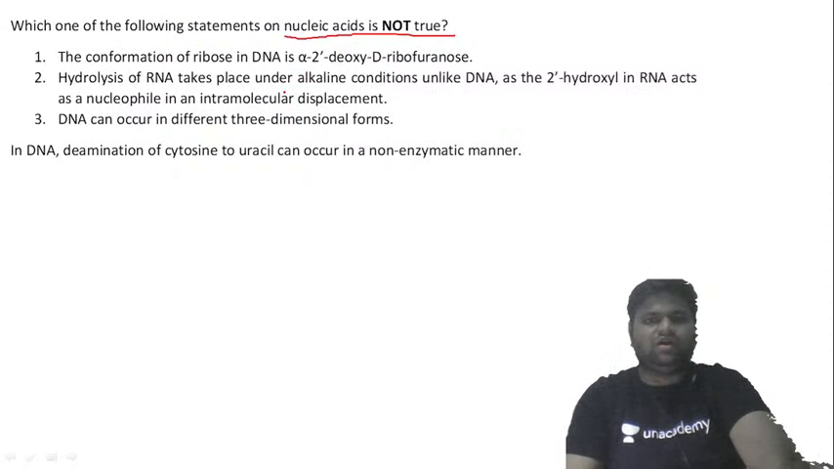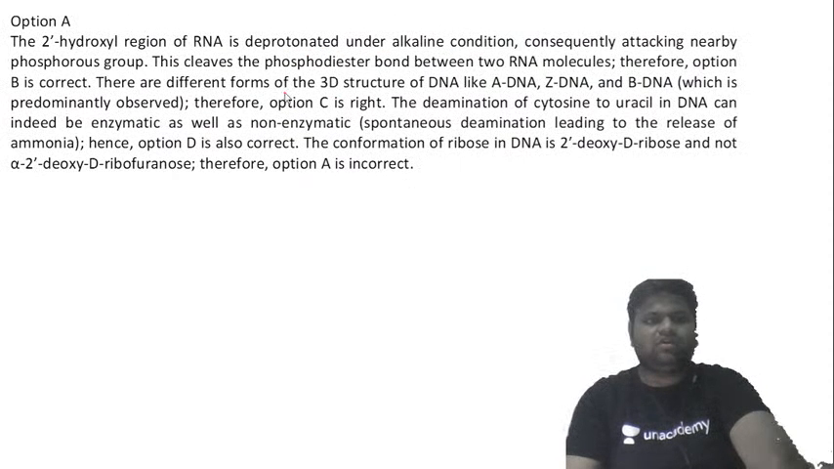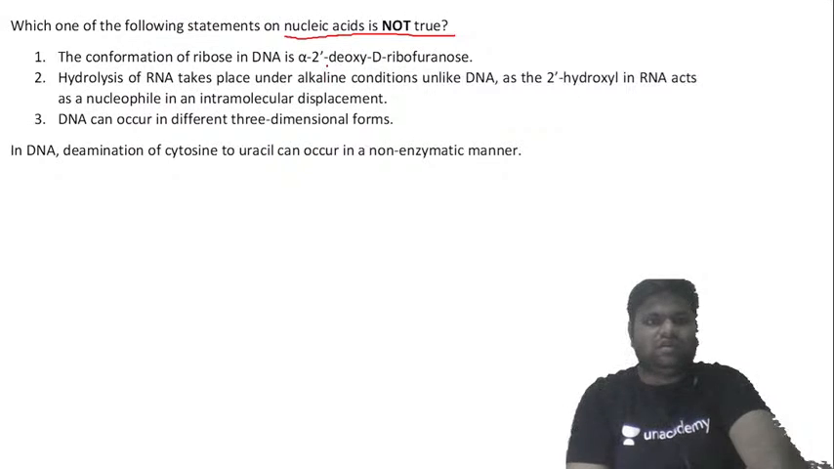So let's see what is the correct option. Option A is the correct option, that the conformation of ribose in DNA is alpha 2 prime deoxy D-ribofuranose. This is a wrong statement.